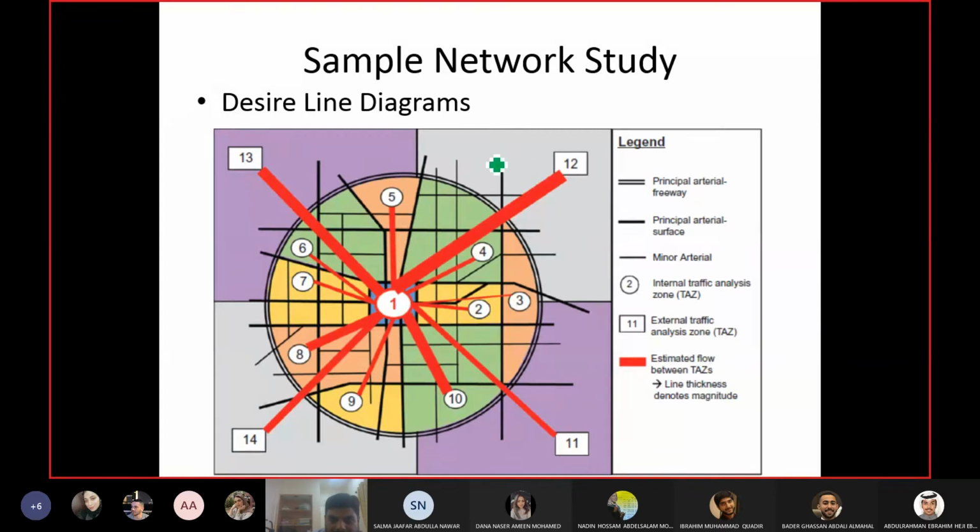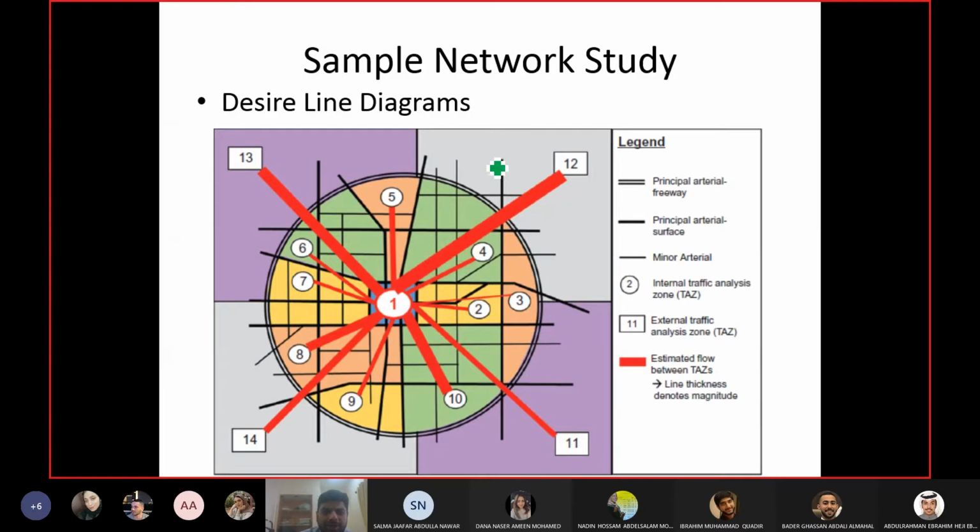Once you have trip distribution, you can plot desire line diagrams. I think I told you previously as well. In desire line diagrams, you connect each pair of zones with a line, and the thickness of the line shows the movement between these two zones. I think I explained it on Thursday as well.